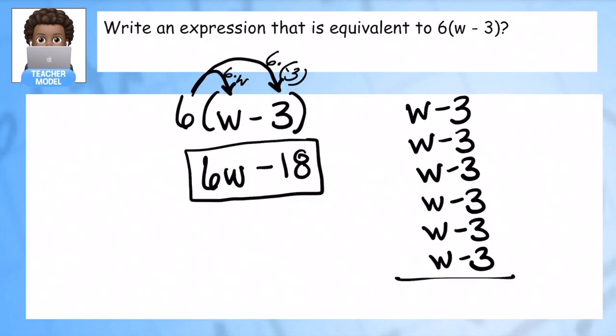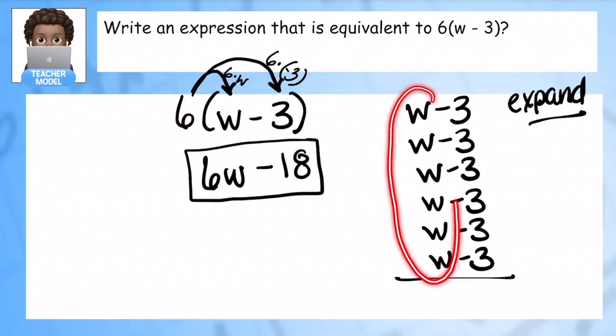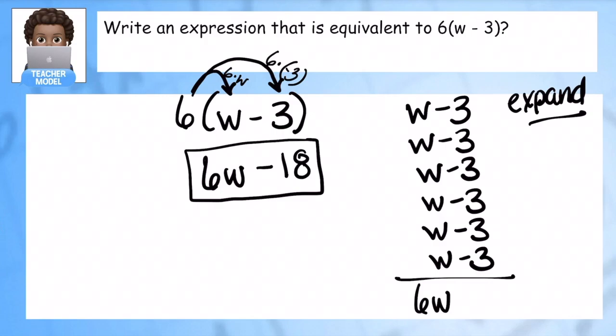If you are still struggling, you could expand and write this out. And once you expand it, you could then just combine the like terms and add it all up. I have 1, 2, 3, 4, 5, 6 W's. And let's add up all my negative 3's. Negative 3, negative 6, negative 9, negative 12, negative 15, negative 18.